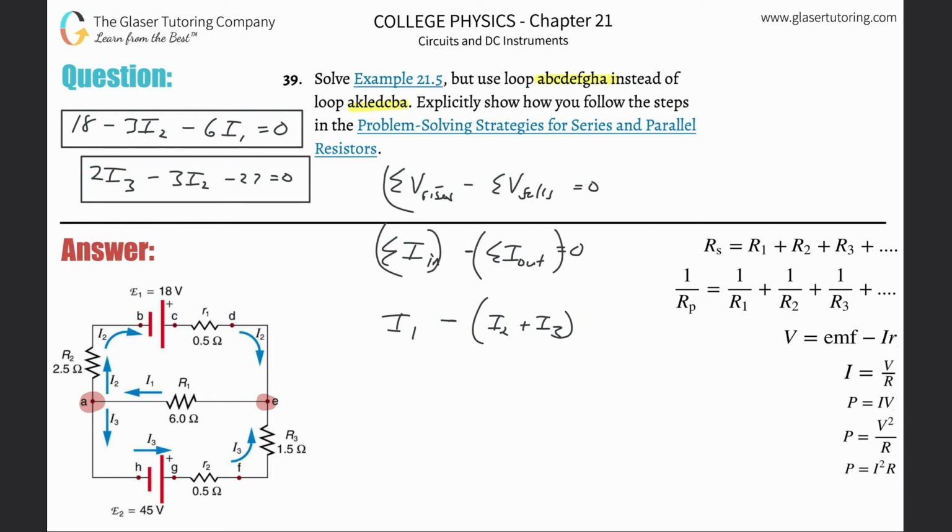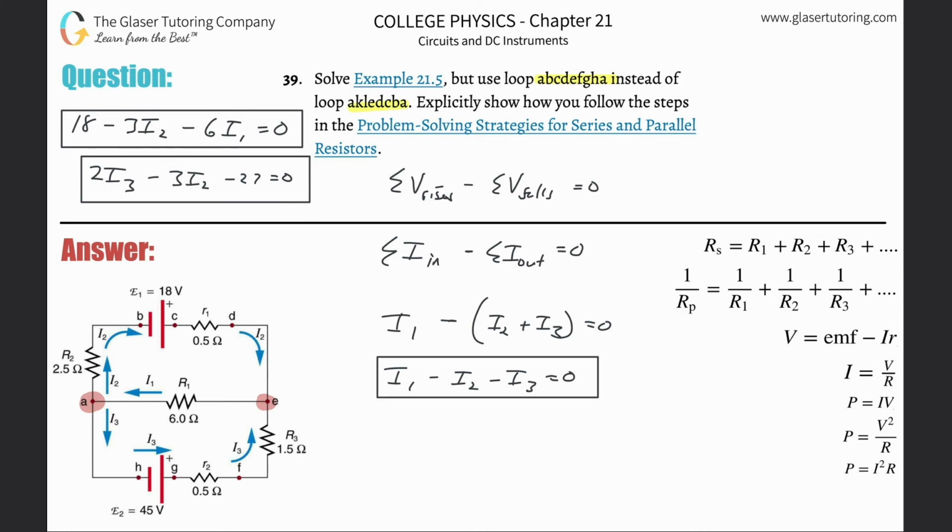It's the same idea as what we just did over here. You see how easy that is? And now this is just equal to 0. Okay, so now we can clean this up if we wanted. So maybe just do I1 minus I2 minus I3 is equal to 0. All right, we have all the formulas we need to solve this now.